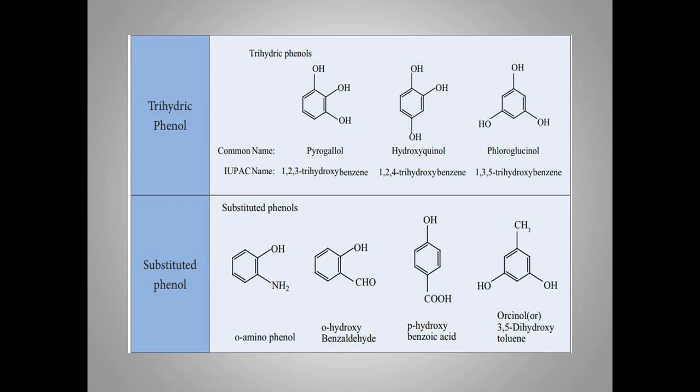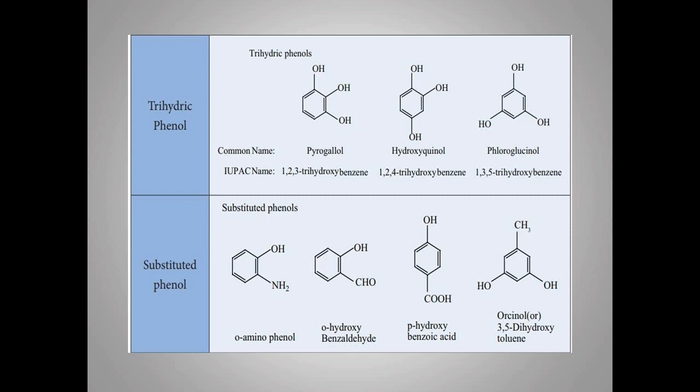Next one, substituted phenol. Along with the phenol, some other groups are substituted. See the first one, in the ortho position an amino group is substituted, so it is called orthoaminophenol. In the second one, an aldehyde is substituted along with the OH group in the ortho position, called orthohydroxybenzaldehyde. We give preference only to the aldehyde. So benzene with the aldehyde is called benzaldehyde, and hydroxy is considered in the ortho position.